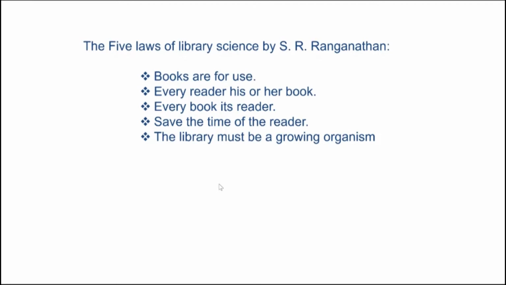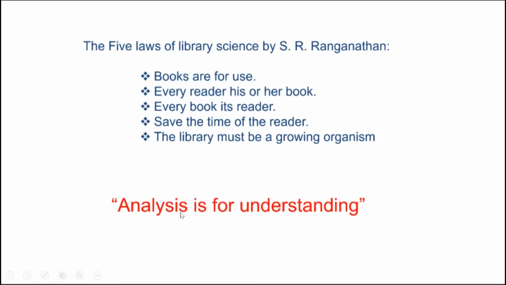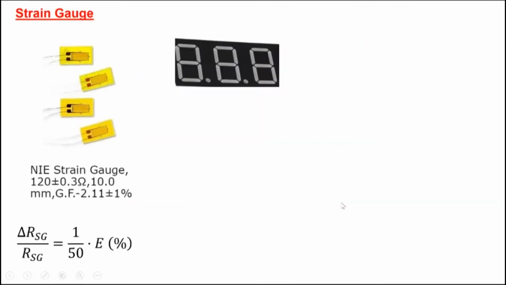So I want to re-emphasize, just like books are for use, analysis is for understanding. We should not forget this larger goal: when we are analyzing something, the numbers that we get for currents and voltages are a means to the greater goal of achieving understanding, achieving insight into how the circuit operates. So let's not forget this while we analyze circuits and determine currents and voltages.